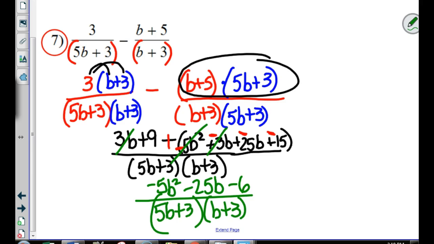Now, you could take a negative out of the top. You could try to factor it. Do you want to just take my word for it that even if you try, it's not going to reduce? Okay.